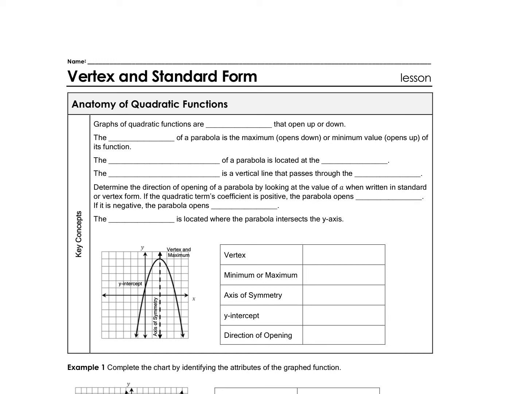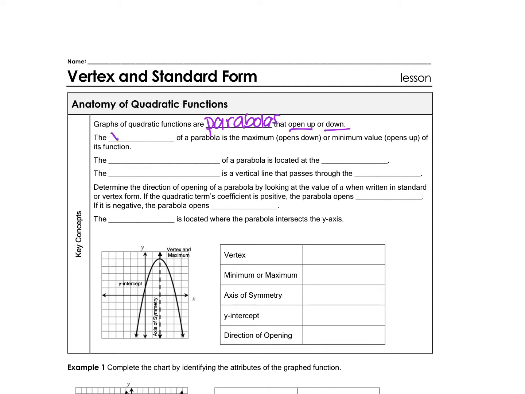Okay, so in this lesson, we're going to be talking about quadratic functions. So we're going to be looking at the different parts of a parabola, which is a quadratic. So graphs of quadratic functions are parabolas that open up or down.